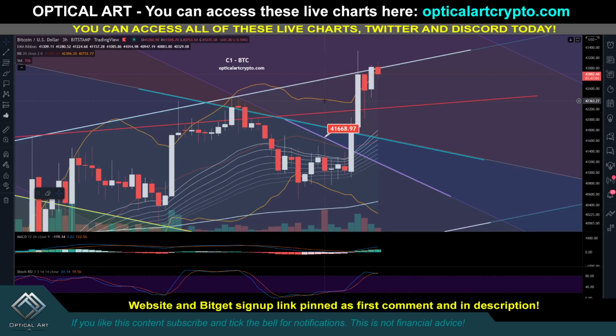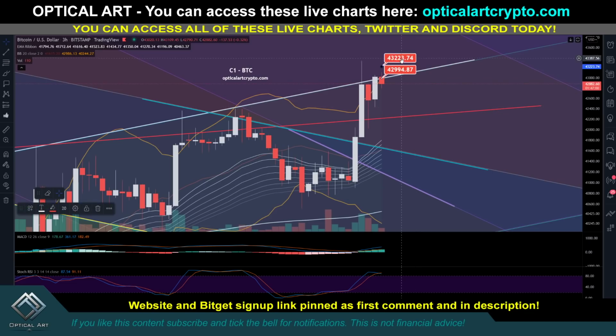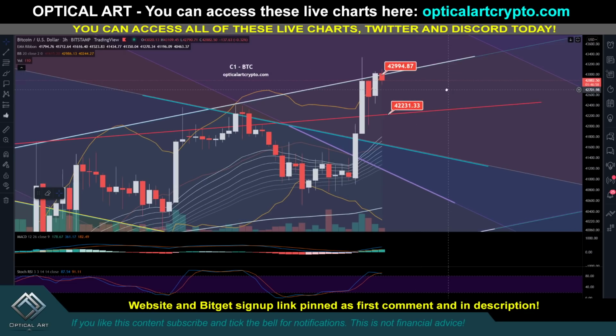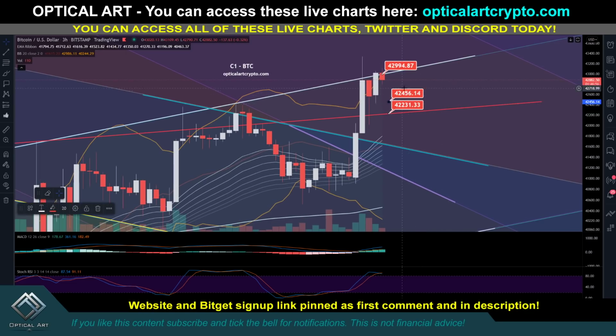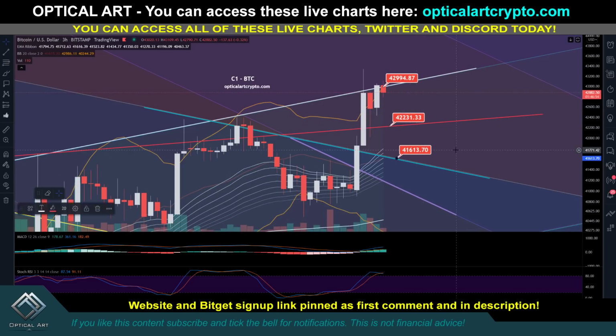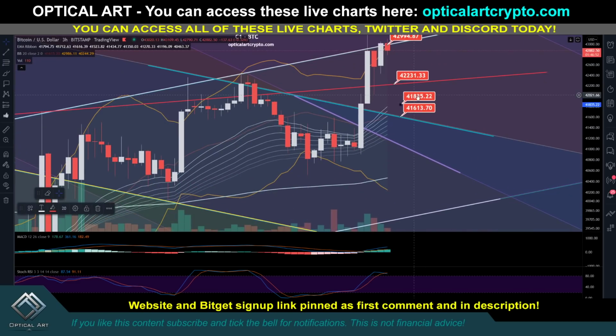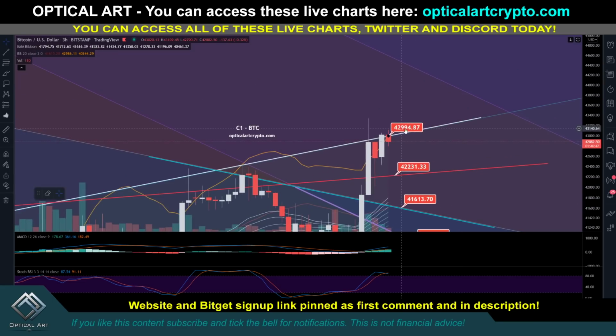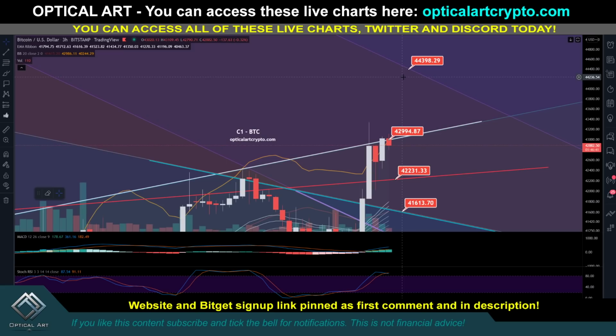This is the C1 chart. Notice we got topped out here. This is where you should have put in a short. The next point you'd want to put in a long would be down here at 42,231. And if we drop below that, the next point you'd want to enter a long would be down here at 41,613. And down here at 40,961, I have more targets. If we do push up, let's see if there's any confluence here. 44,398, depends when we make contact and angles. So there's a lot of resistance around 44,400, it looks like.